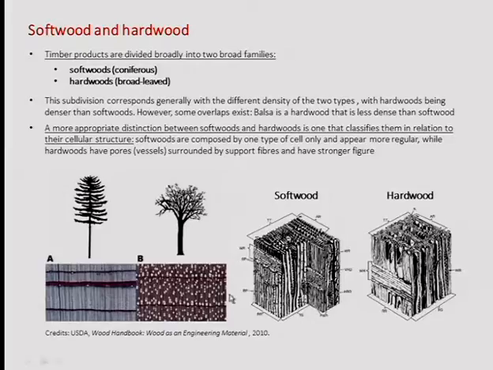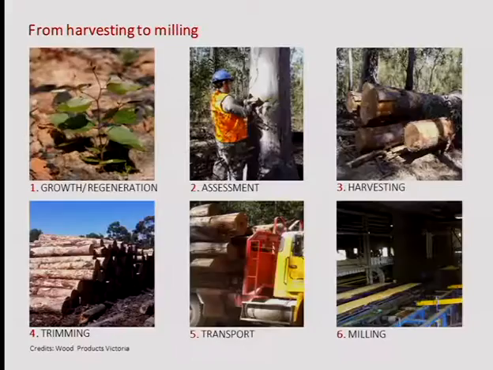So generally, what we also say is that one is denser than the other. There are some exceptions. For instance, balsa is an exception in terms of hardwood. But I'll let you look at the slides in more detail later.